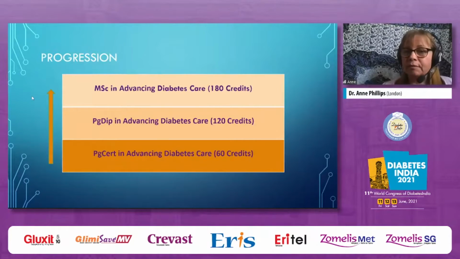So the progression for the first year is a postgraduate certificate, then a postgraduate diploma for the second year, and an MSc. And students can step off at any point in the programme. And in particular, during the last year, it has been a challenge for students, but we're delighted to say that the students have really succeeded well and invested well in themselves and their studies alongside their work with COVID-19.